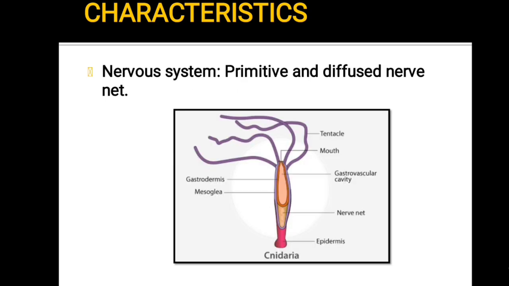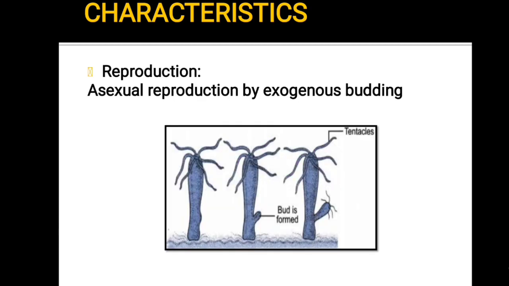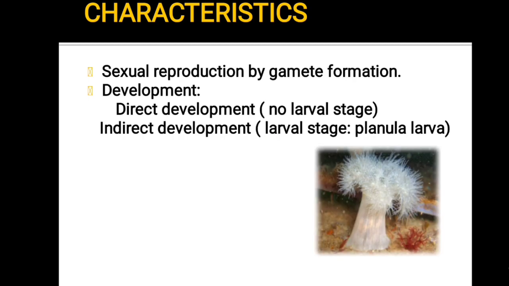Now let's discuss the nervous system. The nervous system in the coelenterates is primitive with a diffuse nerve net. Here the reproduction is both asexual and sexual. In coelenterates, the asexual reproduction is by exogenous budding, where the bud is from outside the body. And the sexual reproduction is by formation of gametes.